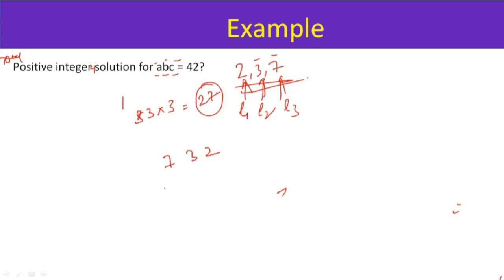It will be 1 also, right? 1, 6, 7. 1, 21, 2. Yes, sir. Clear, 21 right? 1 bhi to ho 21 sakta hai? Yes, sir. Fair.